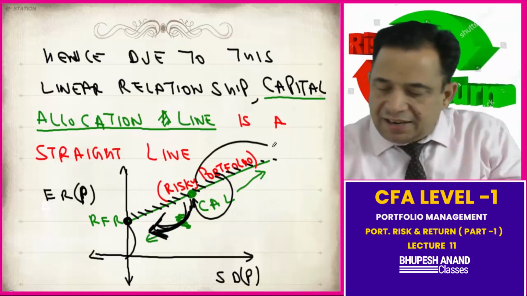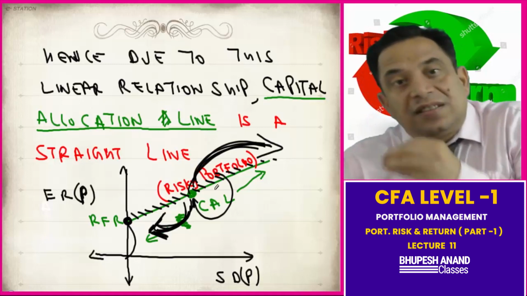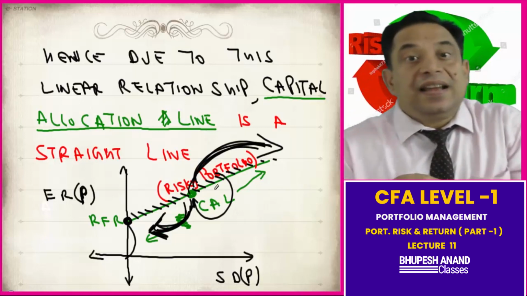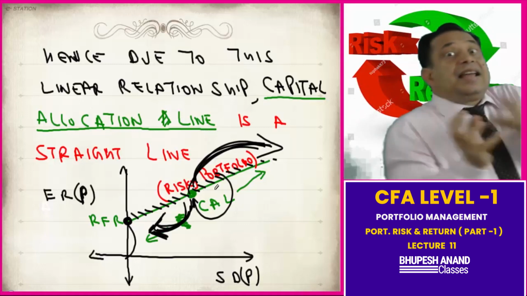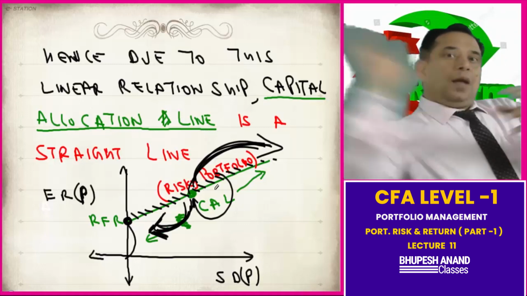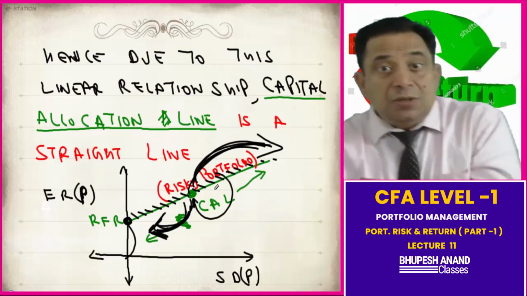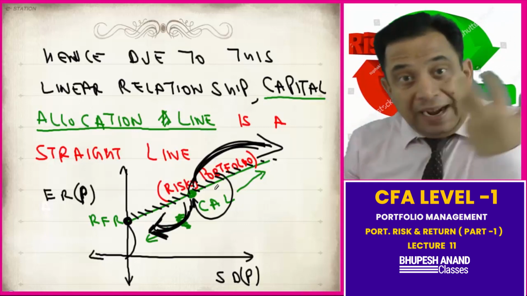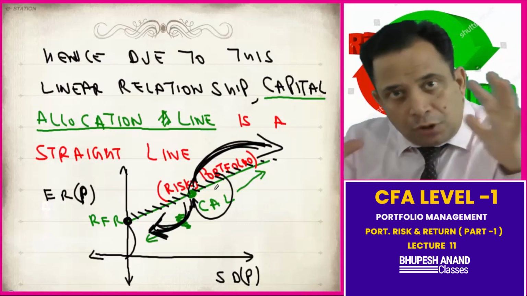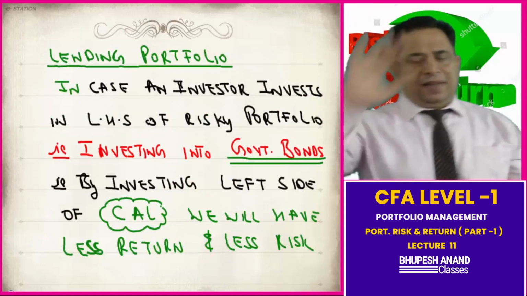And if an investor is investing in the right-hand side of this risky portfolio, then I will say he is borrowing from risk-free and investing more in risky. So the right-hand side will be named the borrowing portfolio and the left-hand side will be named the lending portfolio. Just write down, I will explain it again. No need to worry. Just have an idea.